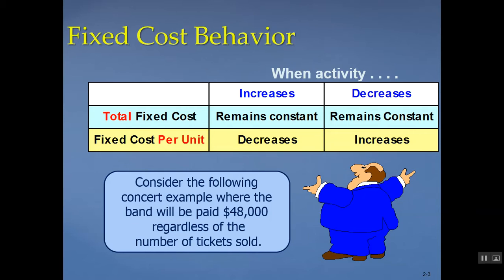However, if you were going to take that total $48,000 and divide it by the number of tickets that you actually sold to get a cost per ticket, then that number is going to change. So as you sell more tickets, the cost per unit is going to decrease. And when the activity decreases, so when you sell fewer tickets, the cost per unit is going to increase.